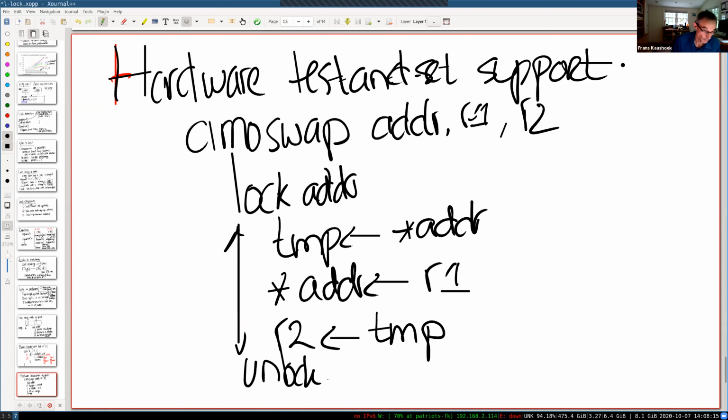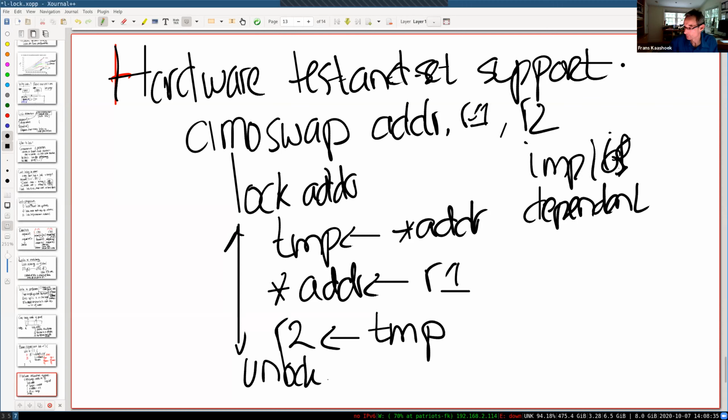So the processor might implement this in very different ways. The instruction set itself has a specification. It doesn't actually say how it's implemented, and this is very dependent. The actual implementation of this is dependent on how the memory system exactly works.